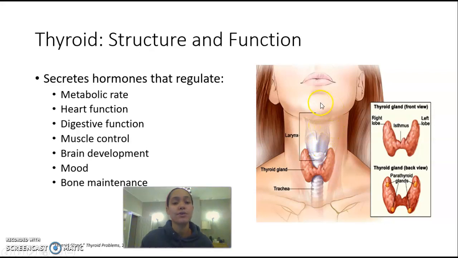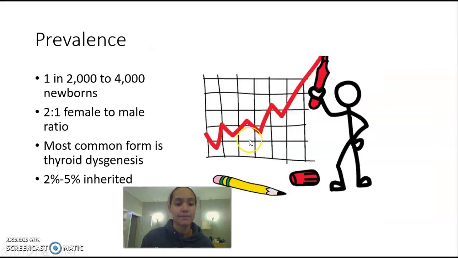So the thyroid is a wing-like structure that is found on top of the trachea. And some of its functions include regulation of metabolic rate, heart functions, digestive functions, muscle control, brain development, mood, and bone maintenance. So you can see that the thyroid has various roles in proper functioning of the body.